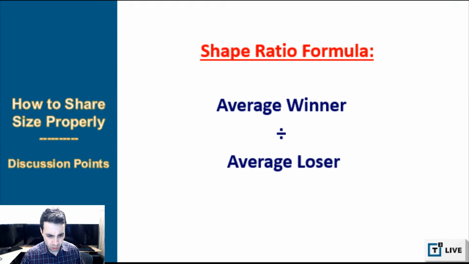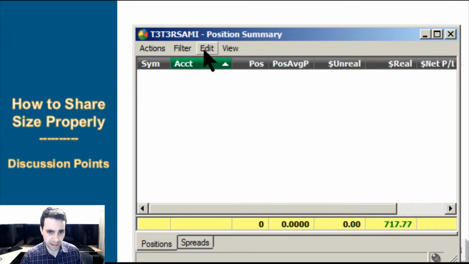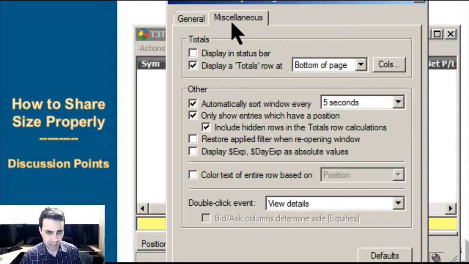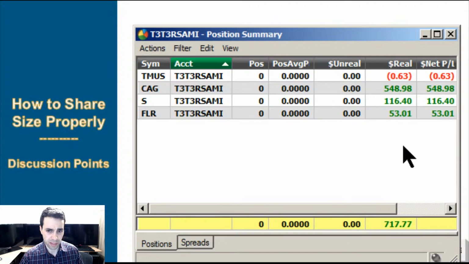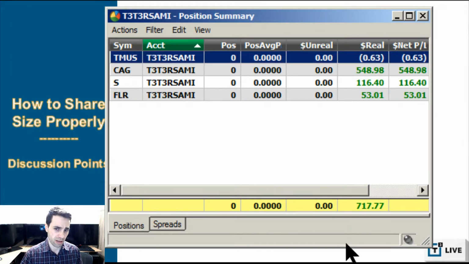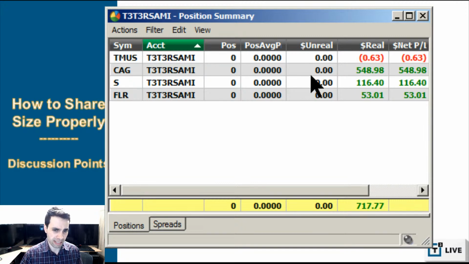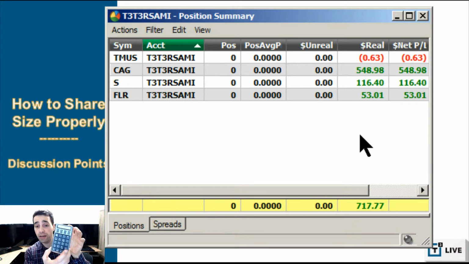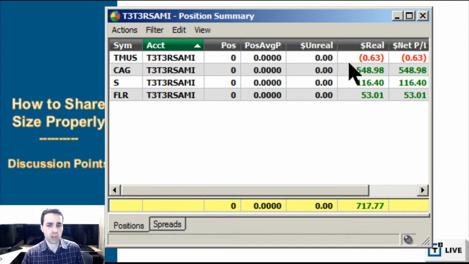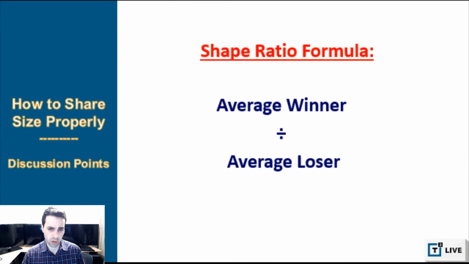Today I didn't do much. This is my P&L in sterling. I can't divide because my average loser is 0. But I was going to take the average winner, which would have been 548 plus 116 plus 53 divided by 3. The average winner would be 239 divided by the average loser. In this case I didn't have any losers, so it wouldn't work.